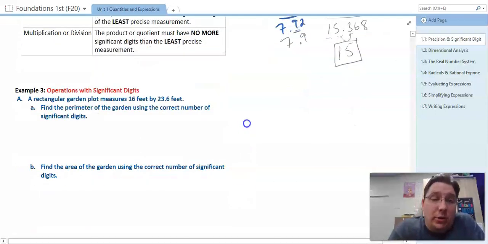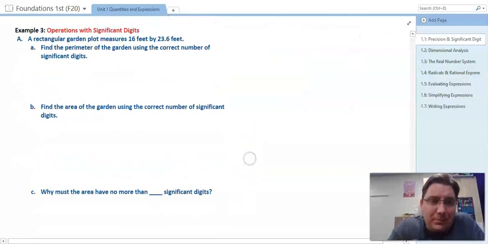All right, so the last example we're going to look at is dealing with a rectangular garden. We're going to talk perimeter, we're going to talk area. Find the perimeter of the garden using the correct number of significant digits. So remember, how do we find perimeter?